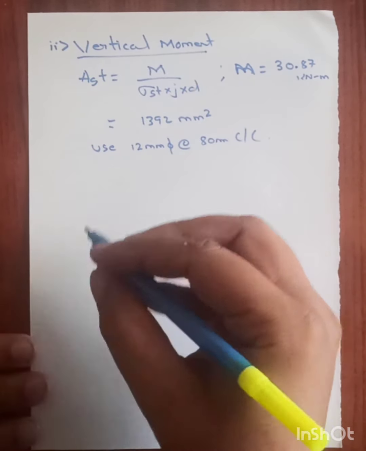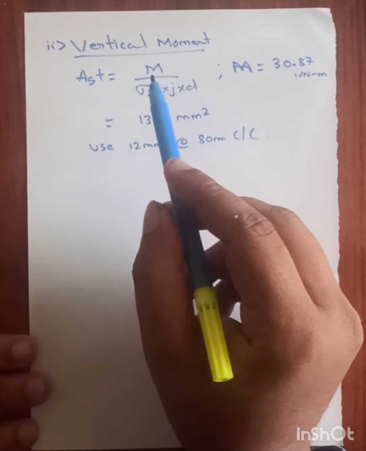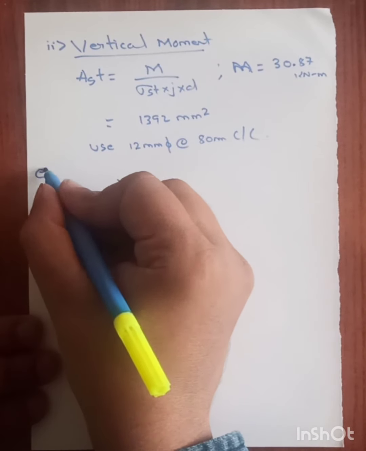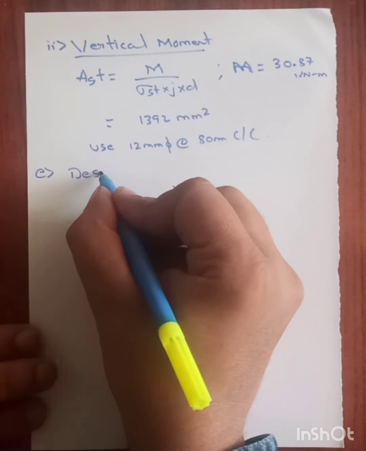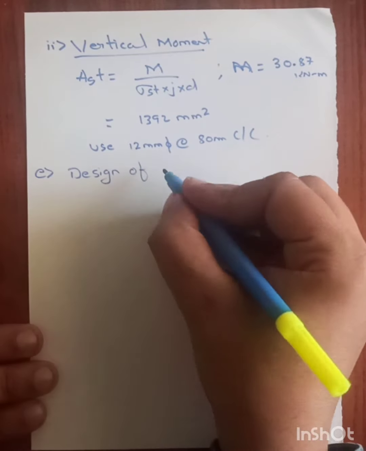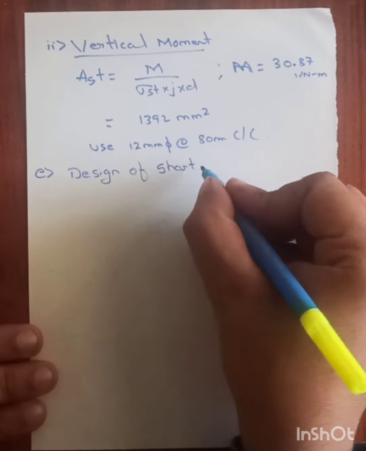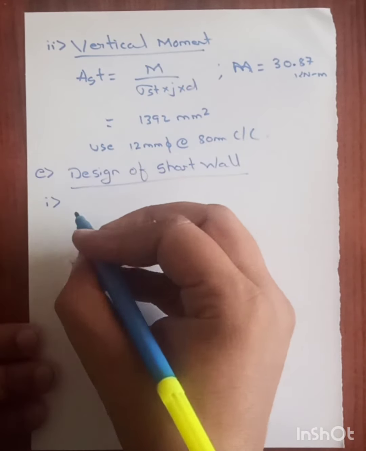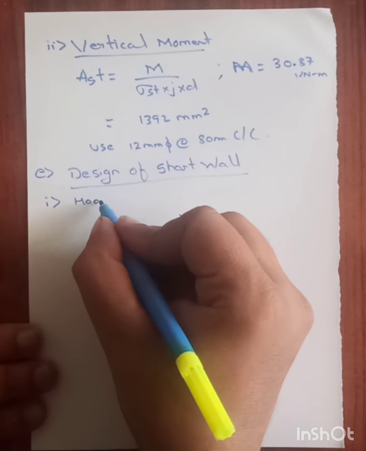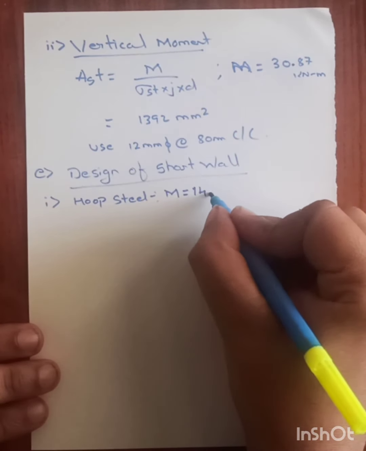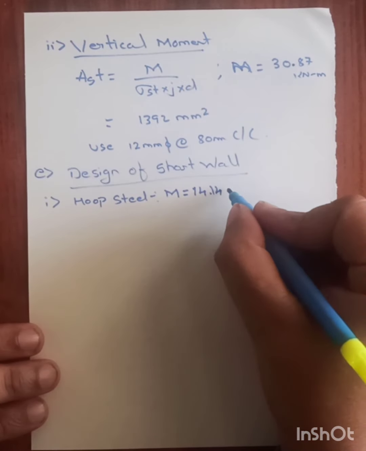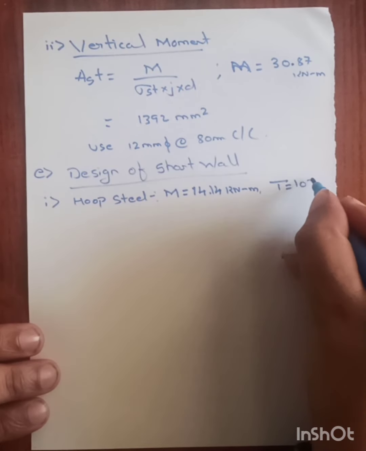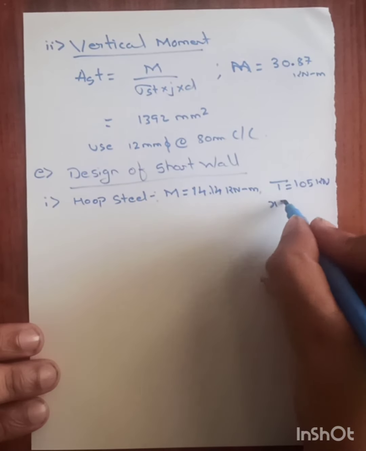Now for the long wall we have calculated the hoop steel as well as the vertical bars. Now let us do it for short wall. Design of short wall. So let us find the hoop steel first. M is 14.14 kilonewton meter. T is 105 kilonewton and X is 60 mm.